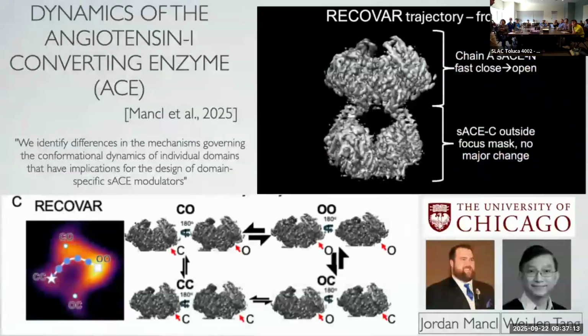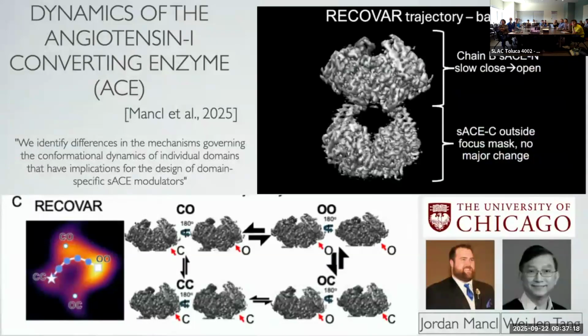Okay, I'll give you one more example. So this one was performed by our collaborator, Wei Jiang Tang, and his postdoc, Jordan Mukherjee, at UChicago. And so they're interested in this ACE complex for its role in cardiovascular disease. And so Wei Jiang and Jordan were able to use Recover and actually use many different methods, like other heterogeneity methods and also molecular dynamics, to try to understand this complex. And using Recover, they were able to find the metastable states and also the motion between them.